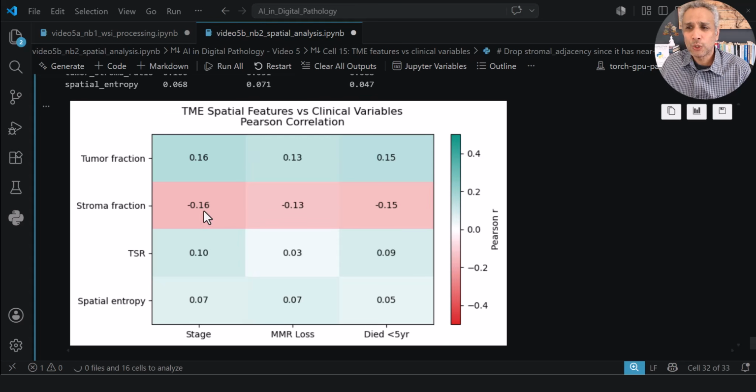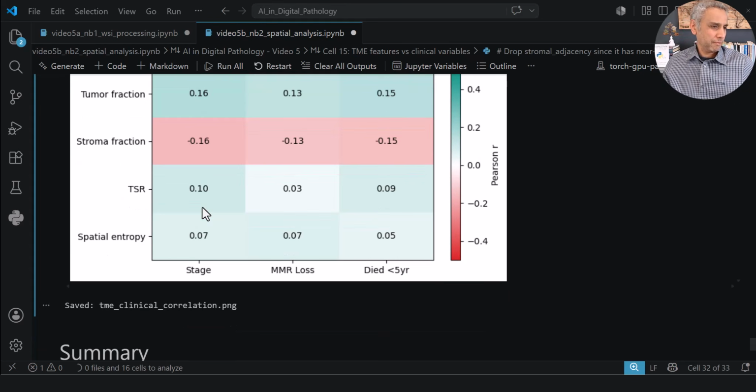The tumor fraction correlates positively with the stage, 0.16, with MMR loss, 0.13, and with mortality. We kind of used this fact earlier to positively tell that this is the tumor region, and we labeled it as such. Same with stroma. It's literally a mirror image: 0.16 and minus 0.16, 0.13 and minus 0.13, pointing in the opposite direction. And I think that's the end of it.